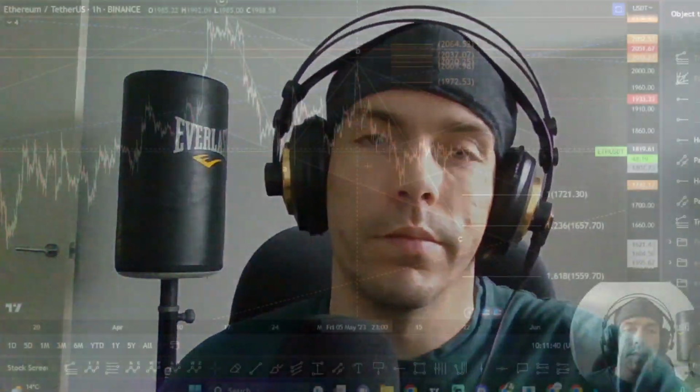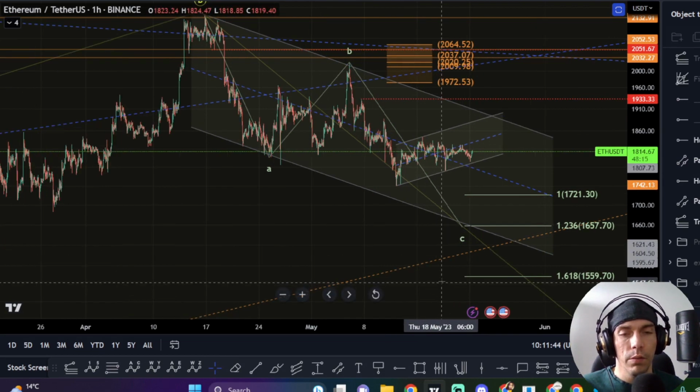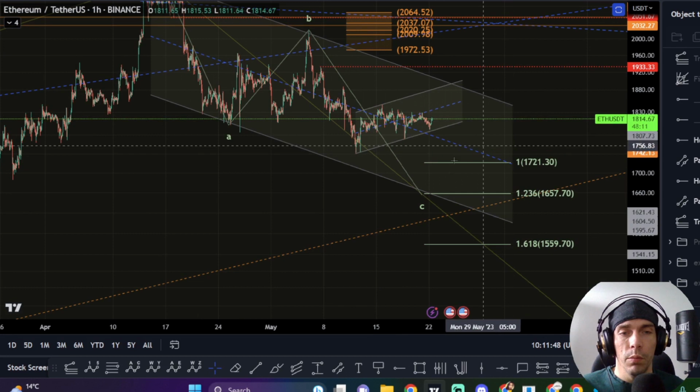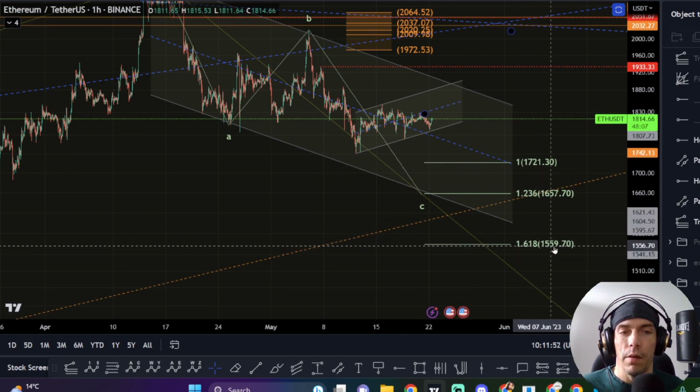Let's get into the price action and see what's going on. The primary thing that I'm still looking for here is this potential that we have an A, B, and a C, looking for this move to come back down towards this 121 area, or in between this and this 1618, which could be all the way down here to this 1559.